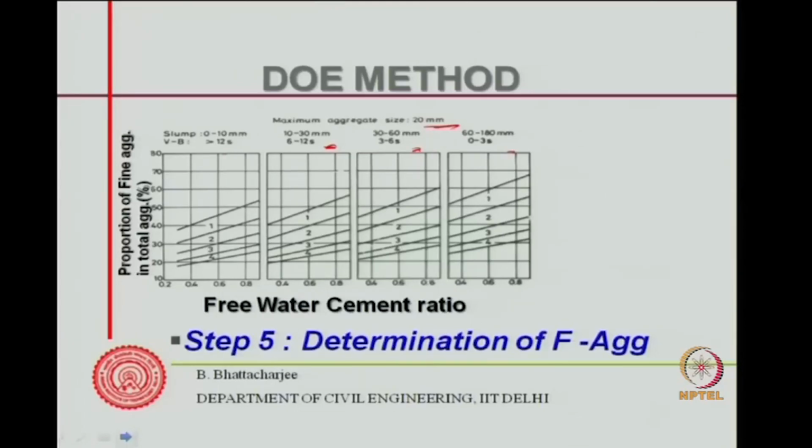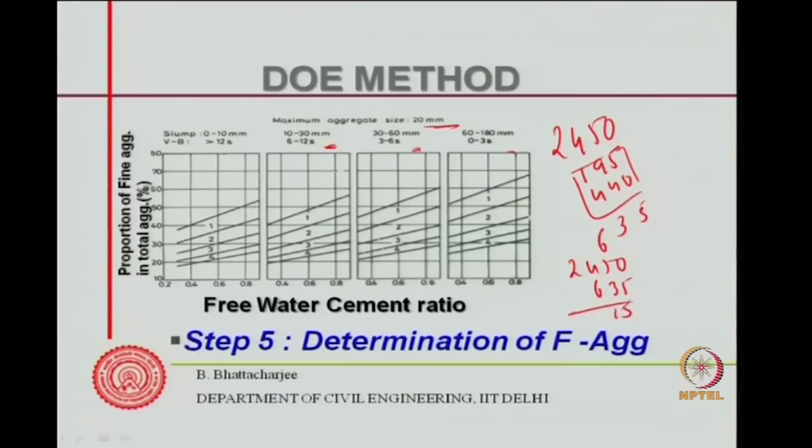So if I know my wet density was 2450, water was 195 just for the sake of understanding, and cement was 440, the sum total of these two is 635. So 2450 minus 635 is 1815, or 1835 would have been the total aggregate content. Now out of which, how much is the fine aggregate content? That would depend upon the proportion of fine aggregate by mass in total aggregate, and this depends upon what my slump is.